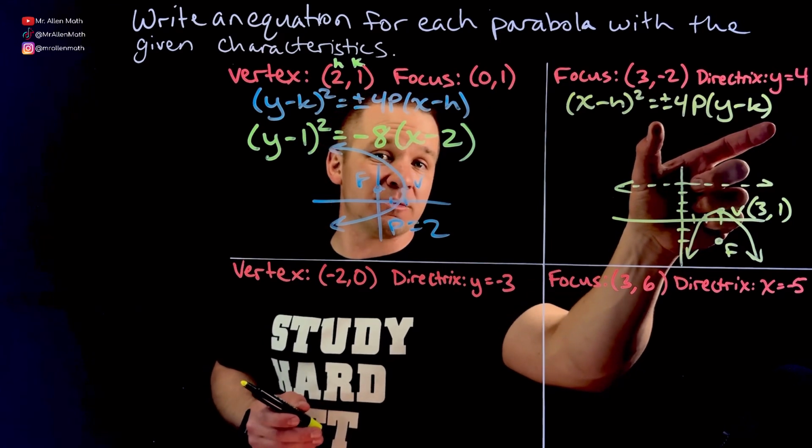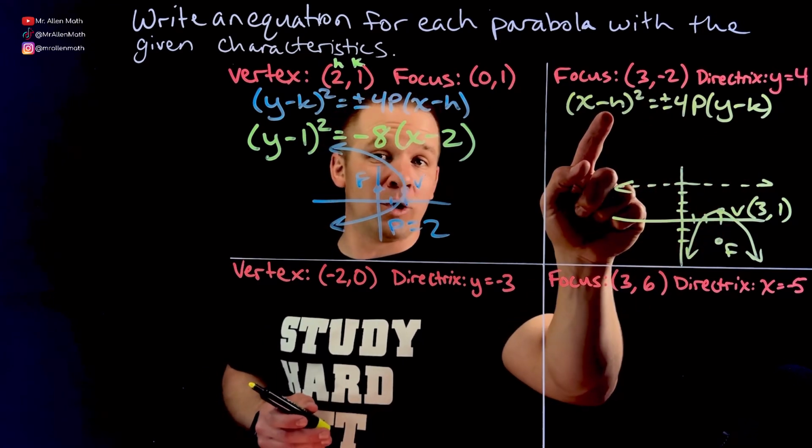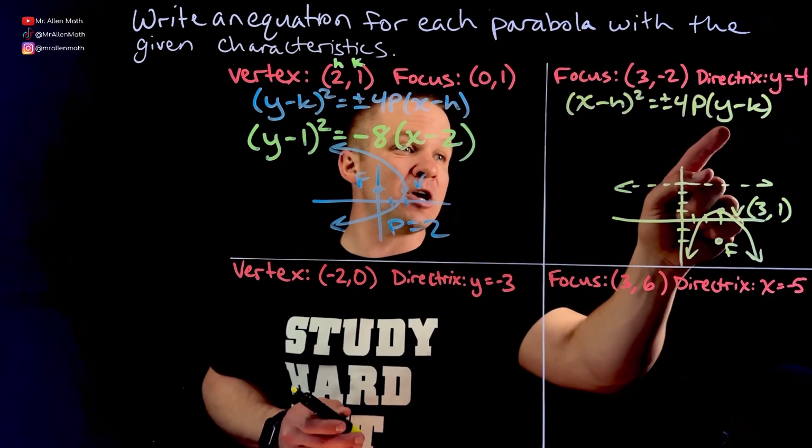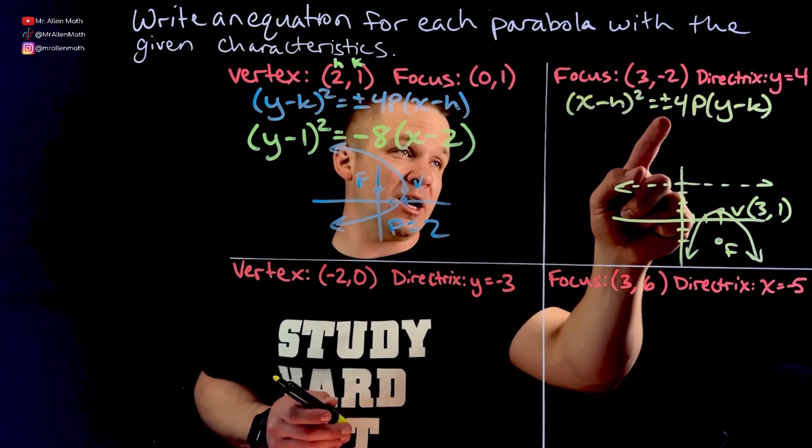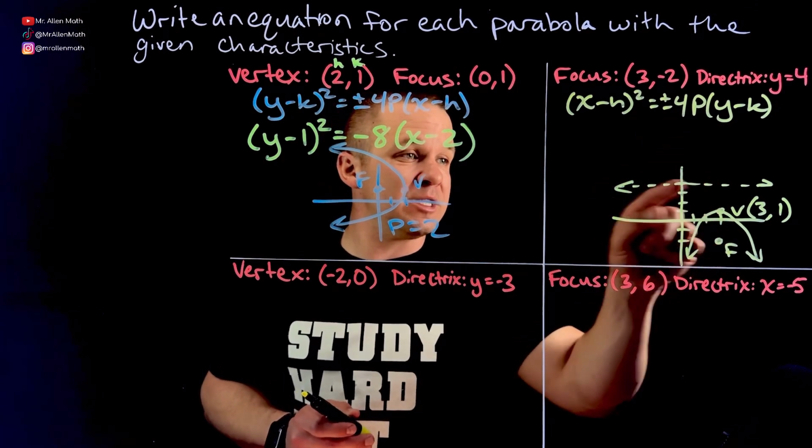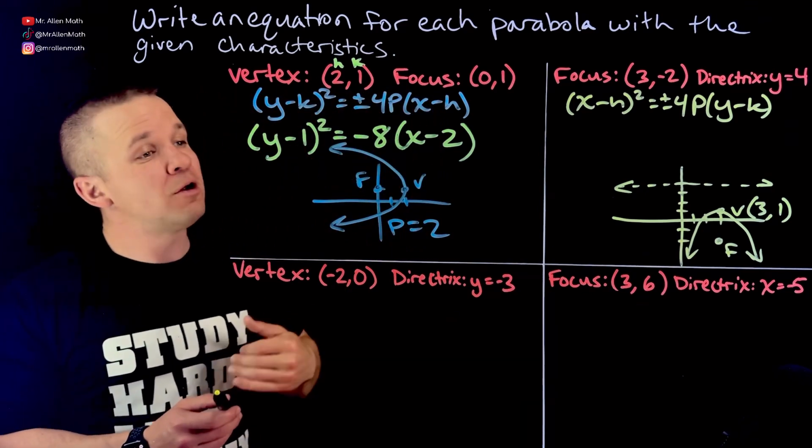A lot of my information comes from this section of the equation. I only get one little piece right here, which tells me it's opening up or down. Positive is opening up. Negative is opening down. The p-value I get from the distance between the vertex and focus, or vertex and directrix.